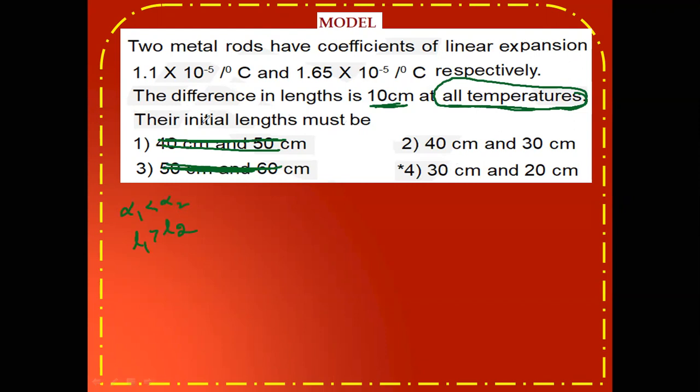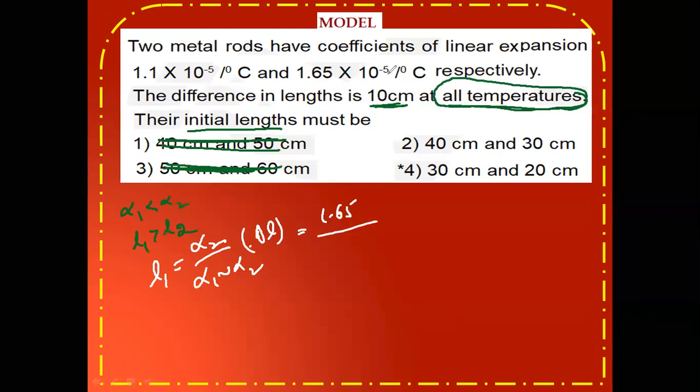So what is the formula for length? What is the formula for L1 and L2 values? What are the formulas we are using? L1 is equal to alpha 2 by (alpha 2 minus alpha 1) into delta F. So this is equal to, alpha 2 is how much? 1.65 by, don't take 10 power minus 5 here, both will be cancelled out only. 1.65 minus 1.1, multiplied with 10 centimeter.